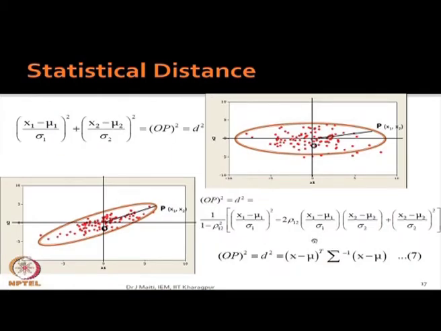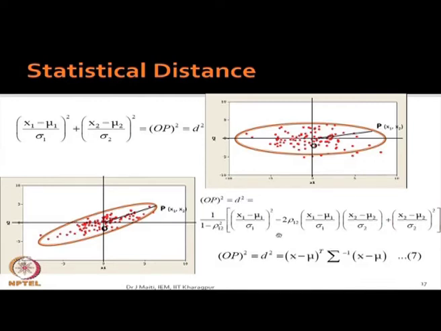I think you have seen this figure earlier, and this equation also you have seen earlier. What is the exponent part of a multivariate normal, bivariate normal density function? This is the exponent part, and we have also discussed that the exponent will resemble an ellipse. So, that is the distance. This is what is the statistical distance. Okay.